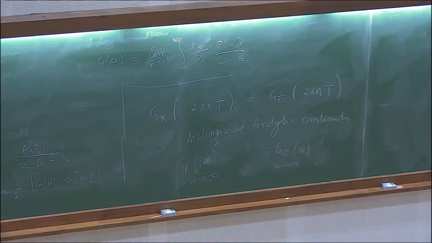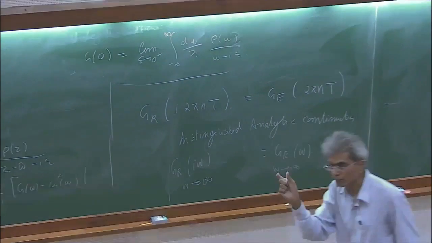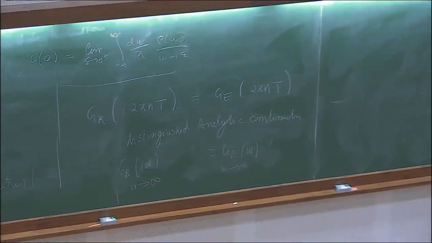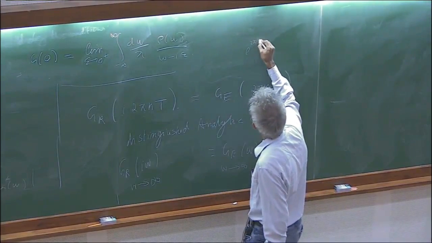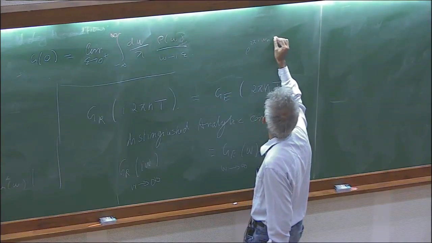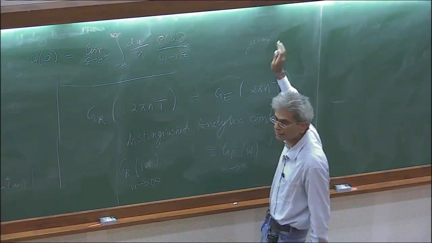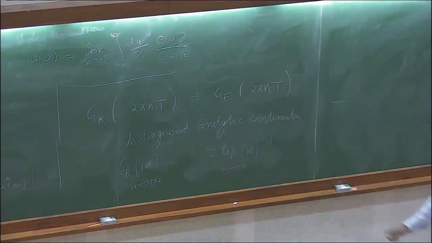At these frequencies, there is that phase, e to the 2 pi i omega n over beta, which becomes 1. So let me just assume it and go ahead.